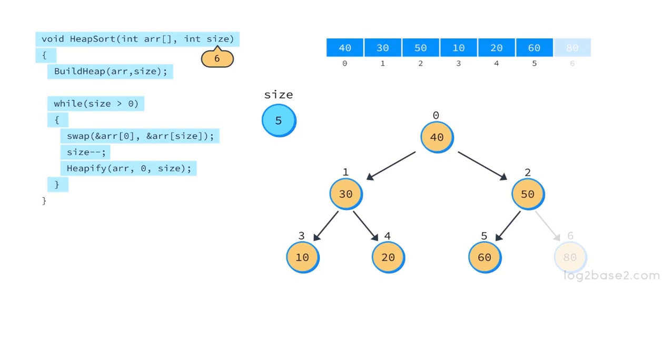So reduce the array size by 1. So size is equal to 4 now. And since we performed a swap operation at index 0, we have to check if the heap property is violated. So call the heapify function at index 0.